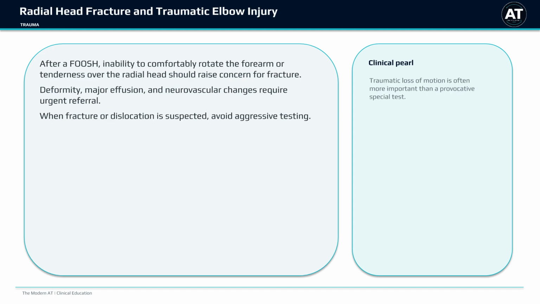Radial head fracture and traumatic elbow injury should be considered after a fall on an outstretched hand, direct impact, or traumatic twisting injury. A classic clue is pain or difficulty with forearm pronation and supination, especially with radial head tenderness. The patient may also have swelling, guarding, effusion, or inability to fully extend the elbow.